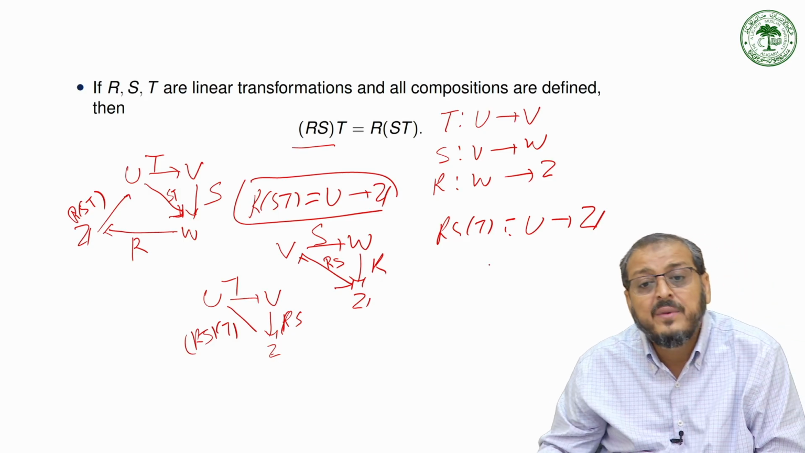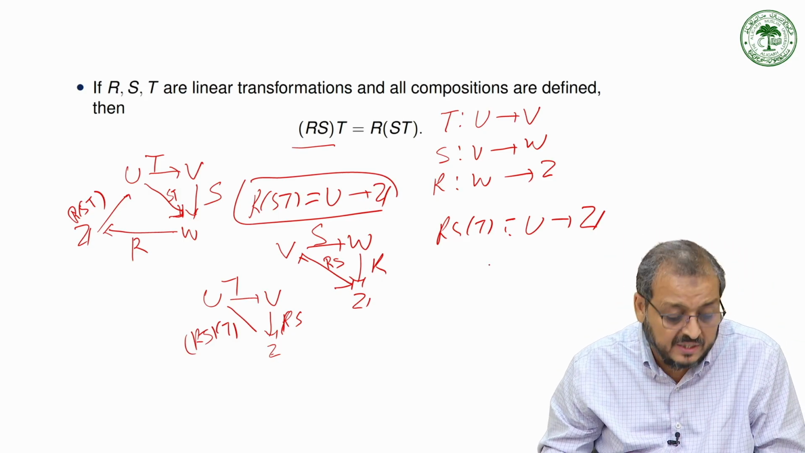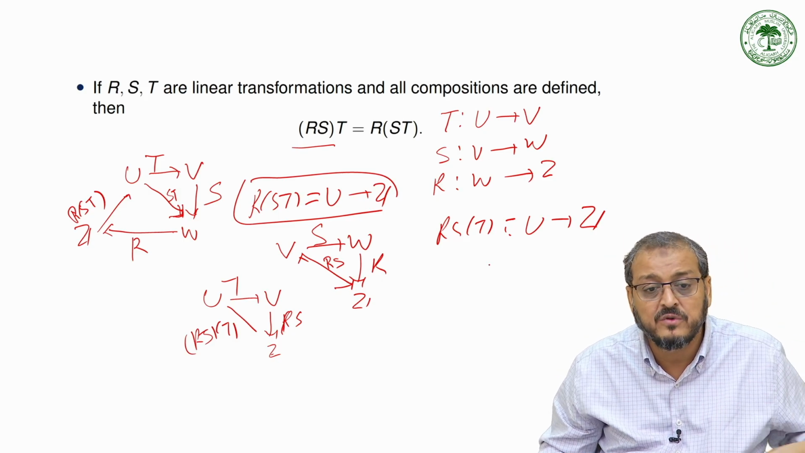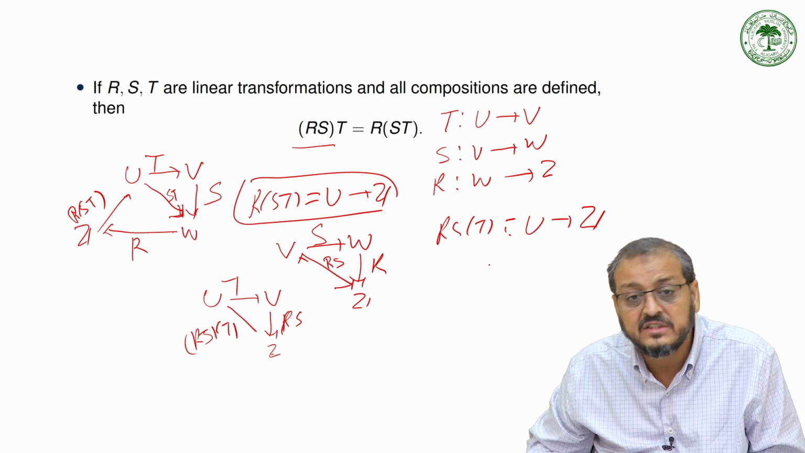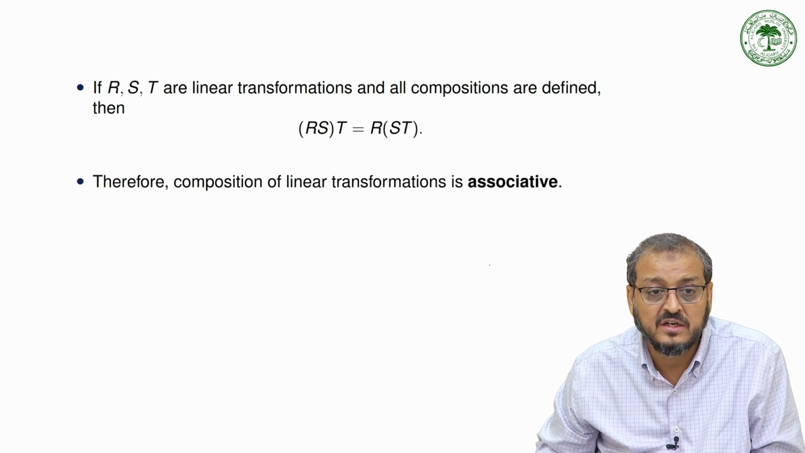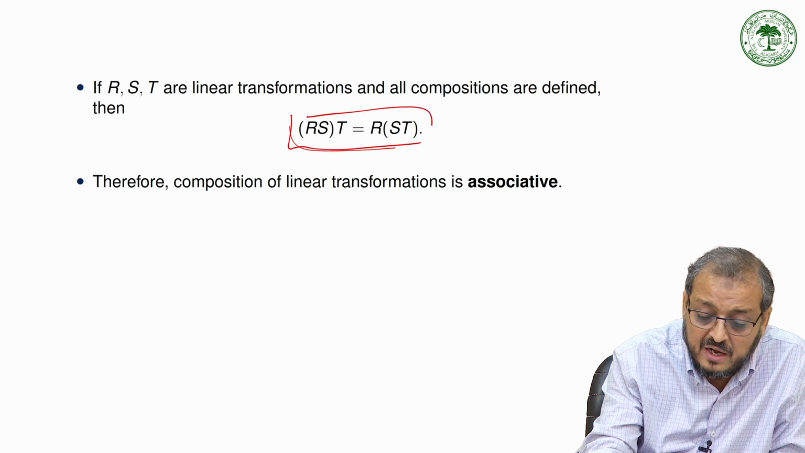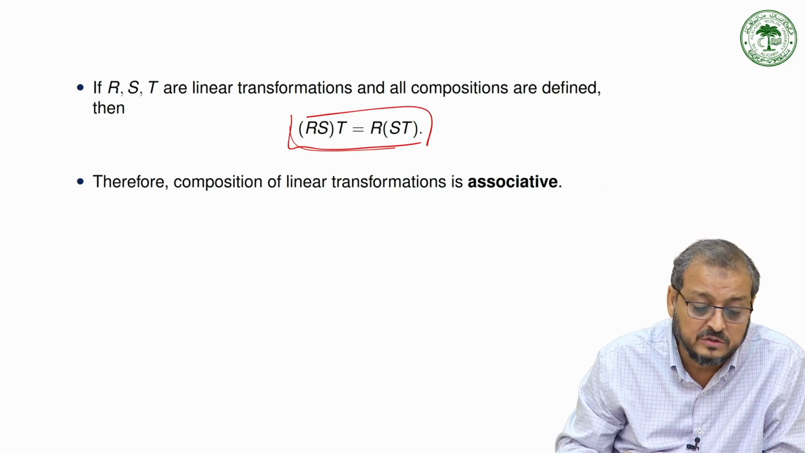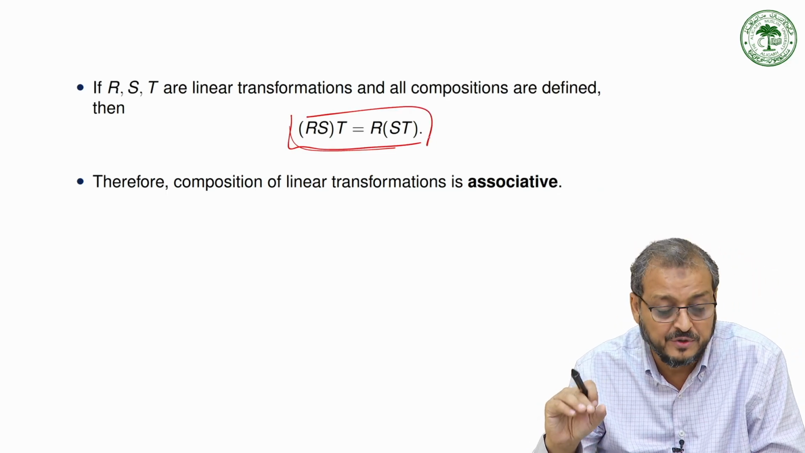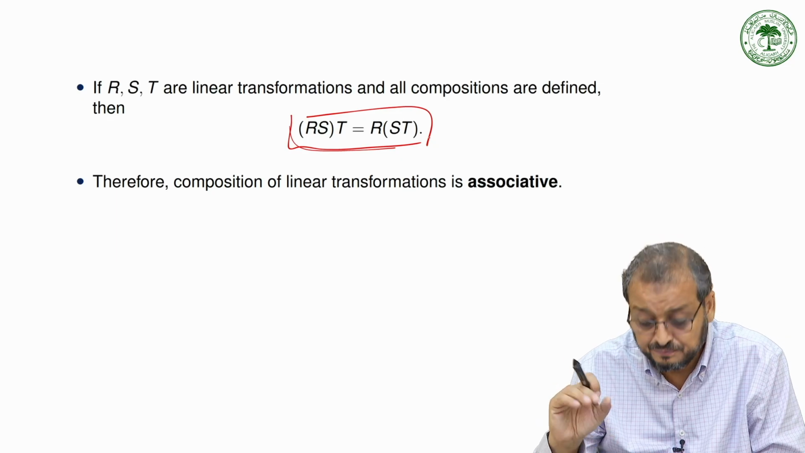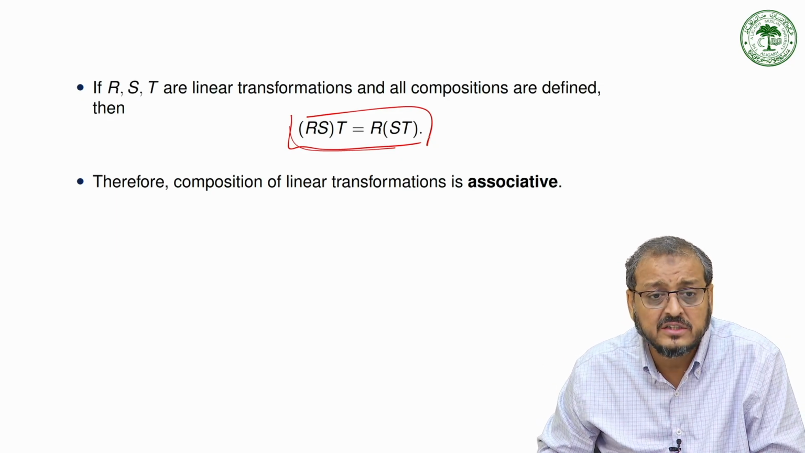So both the maps are well defined, and since both maps are well defined, we can clearly say that they satisfy this condition. Therefore this composition is well defined, and because both maps are defined, the composition of linear transformations is associative. Okay, so this is associative.